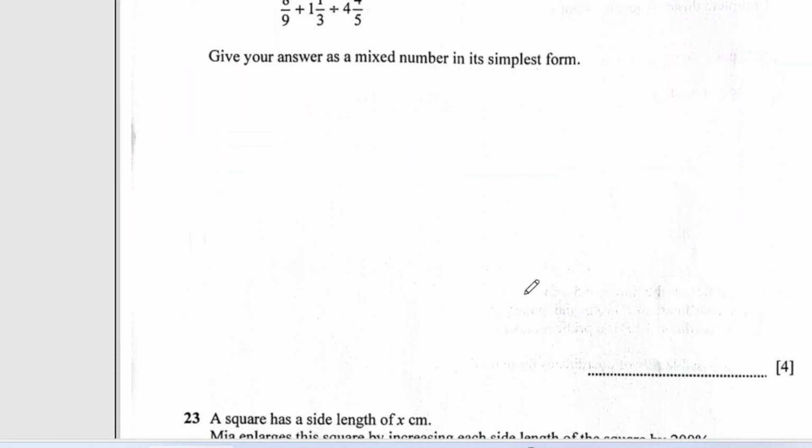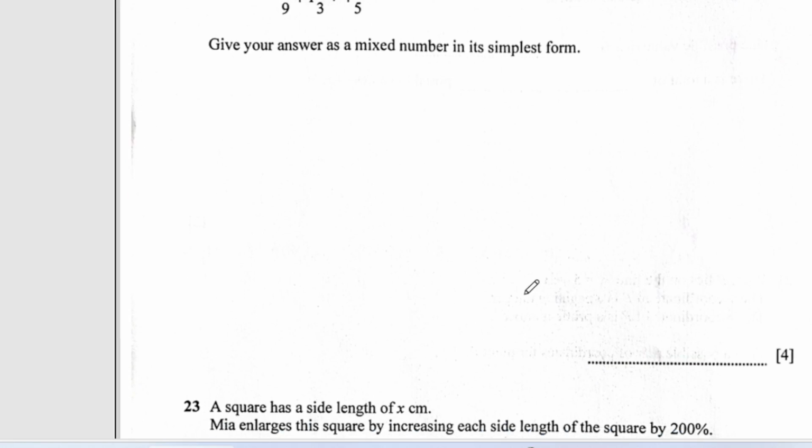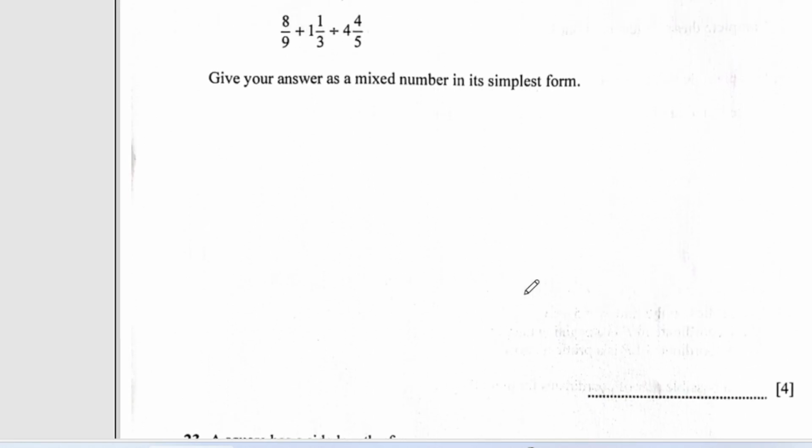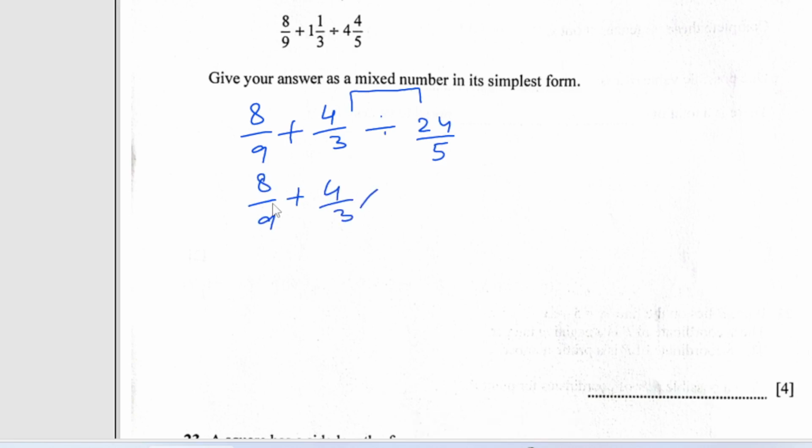Now number 22, we have here work out 8 over 9 plus, this can be broken as 3 times 1, 3 plus 1 is 4 over 3, divided by 5 times 4, 20 plus 4, it is 24 over 5, right? So by BODMAS we are going to use division first: 4 over 3 times 5 over 24, right? So 4 times 6 is 24, so we have 8 over 9 plus 5 over 18, right?